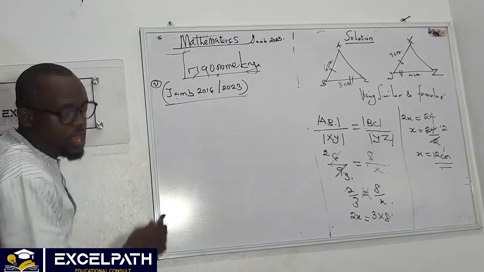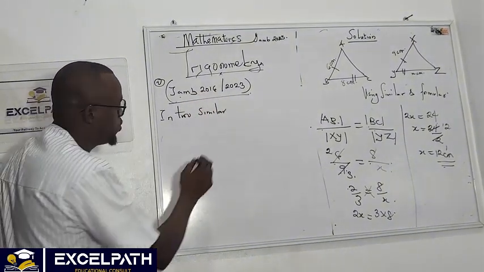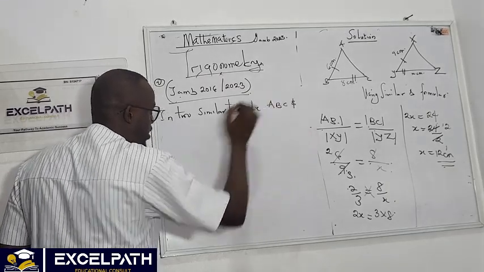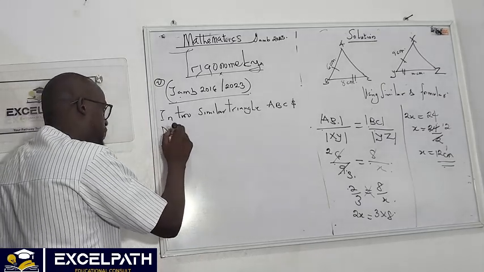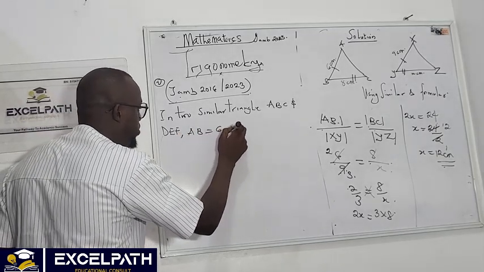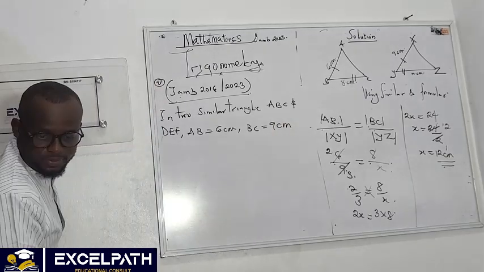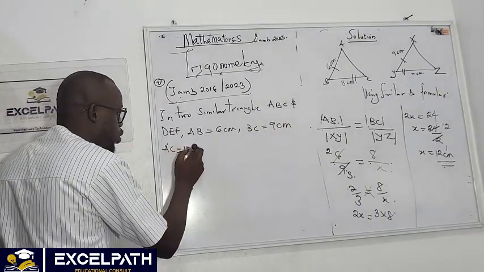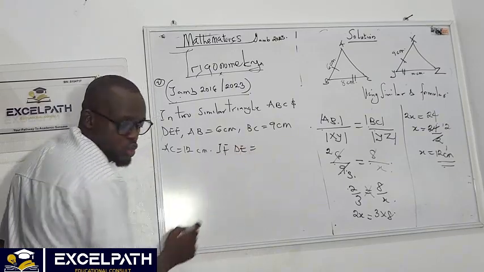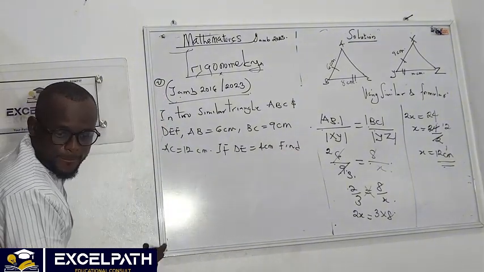They said, in 2 similar triangles ABC and DEF, AB equals 6 centimeters, BC equals 9 centimeters, AC equals 12 centimeters. If DE equals 4 centimeters, find DF.